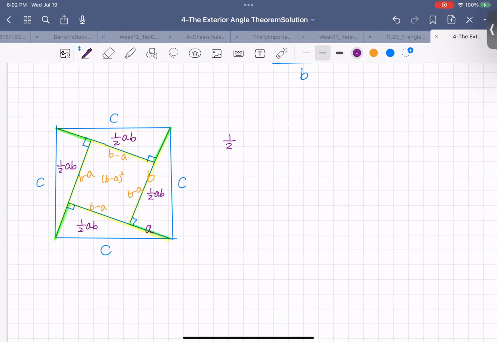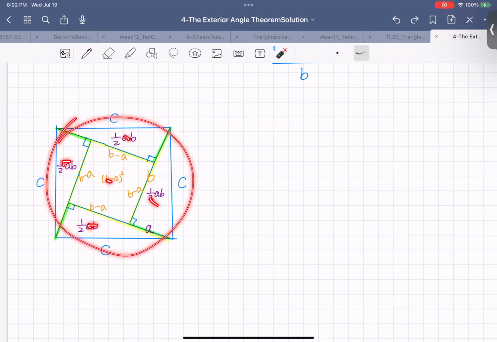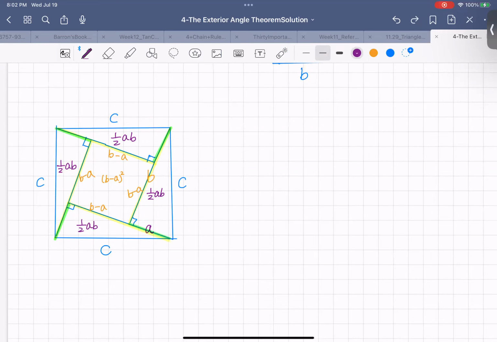Okay, Steve, go ahead. I list all those areas. Let's do those area summation together equals the big square. Go. I'll just find the areas. This is 1/2 AB. You have 4 of them, so 1/2 AB times 4 is 2 AB, plus B minus A squared, equals C squared.